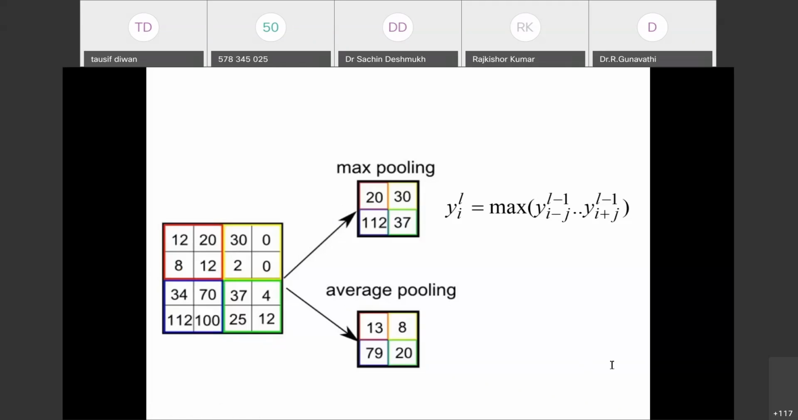What is the use of max pooling? In max pooling, we just take the dominating feature and ignore the non-dominating values. So here we can see this 20 is the dominating value. We just select this 20 and remove all other values. So that is max pooling.